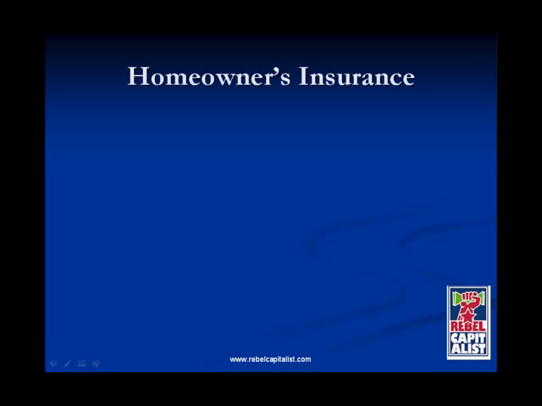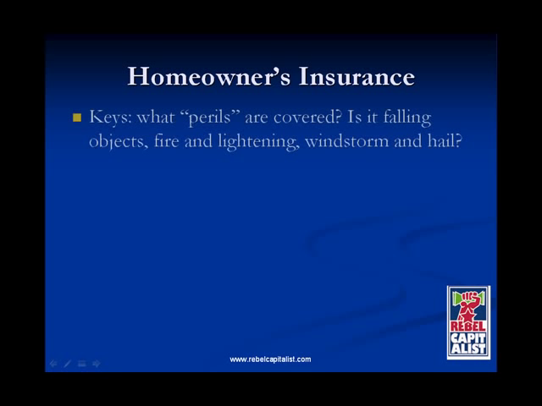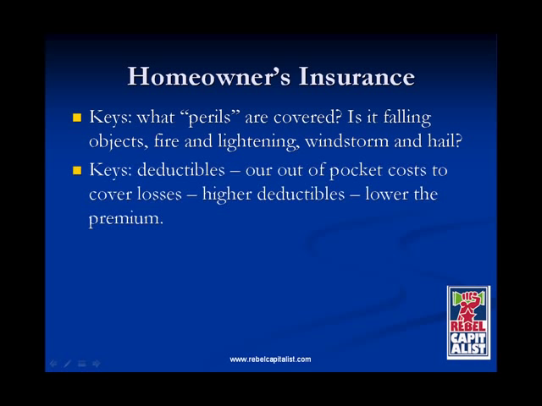Now let's turn to homeowners insurance. There are certain important keys when shopping for homeowners insurance. One of them is what perils are covered. Is it falling objects, fire and lightning, windstorm, hail? Another important thing is the deductibles. These are out-of-pocket costs to cover losses. The higher the deductible, the lower the homeowner's insurance premium.